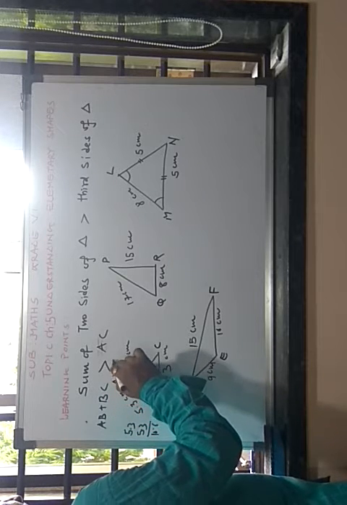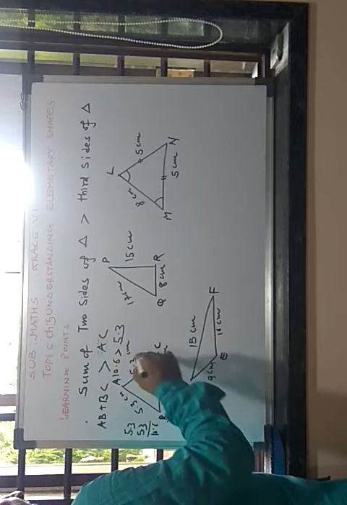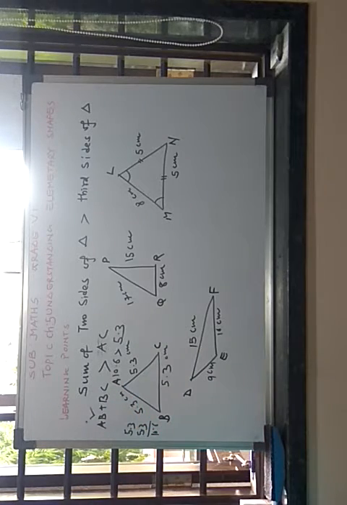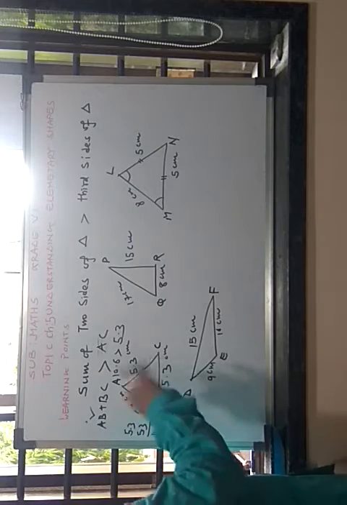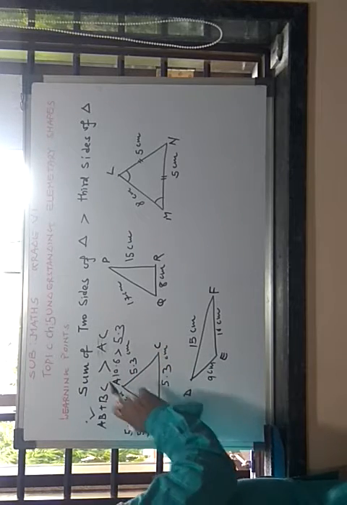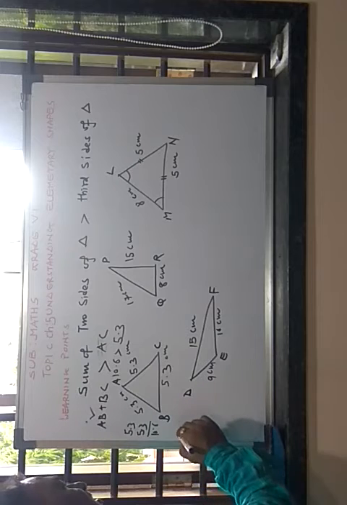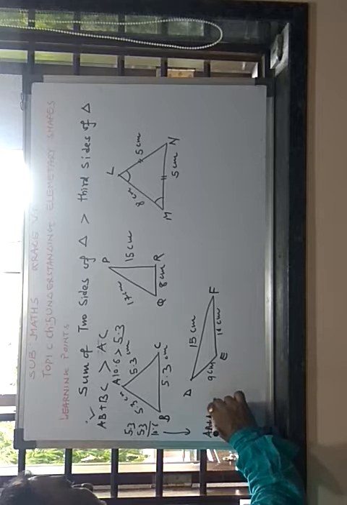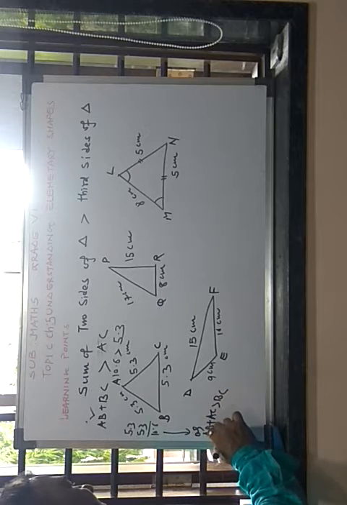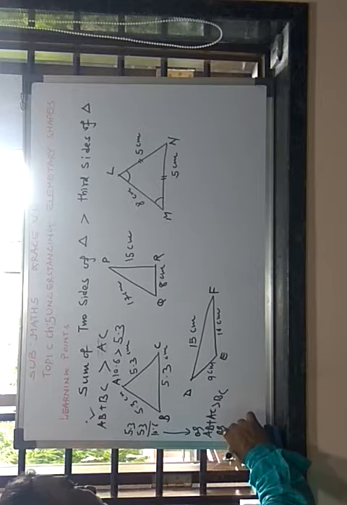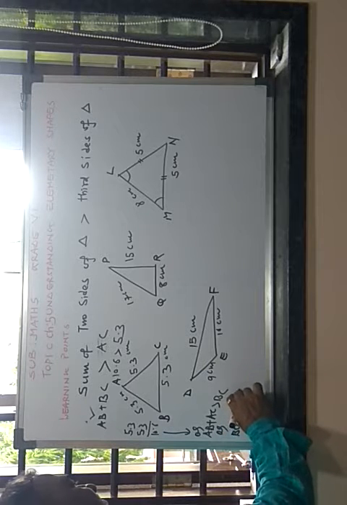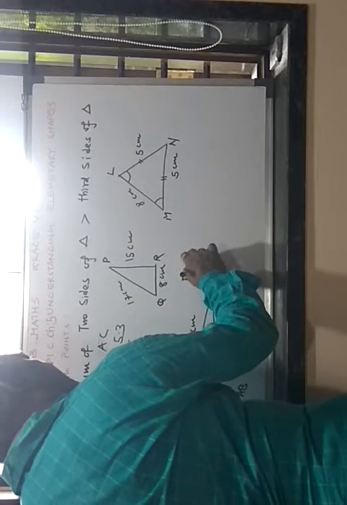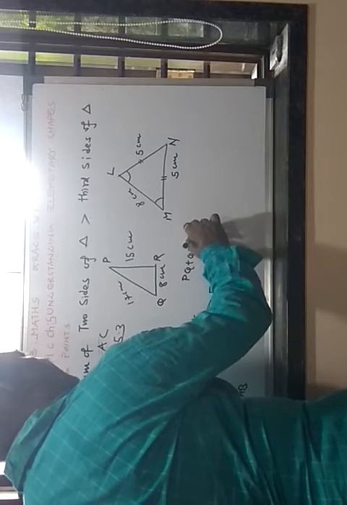10.6 is greater than 12. So this is true. Sum of two sides of a triangle is greater than the third side. Here you can check any sides. Suppose AB plus BC is greater than AC, or AB plus AC is greater than BC, or BC plus AC is greater than the remaining side. Like here also you can say PQ plus QR is greater than PR.